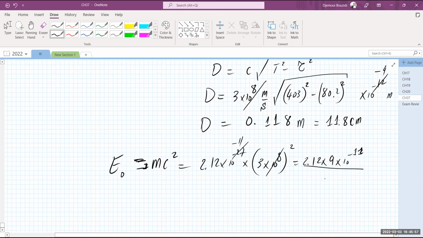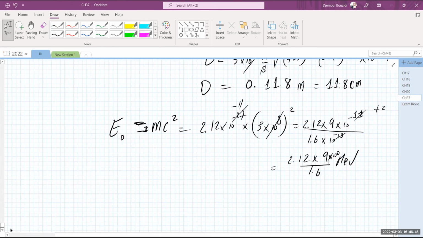It's a good idea to convert to mega electron volts, because that's the unit that we're going to be using. Probably, even if they don't tell you explicitly, that's a good idea to use it anyway in this case. So mega is 10 to the power 6, and 1.6 times 10 to the negative 19, plus 6, that's negative 13. So cancel that with this, so it's going to be positive 2 in the numerator. So technically the answer should be 2.12 times 9 divided by 1.6 MeV times 100, because of that 10 to the power 2. Make sense? Yes. Okay, so this is the rest energy.